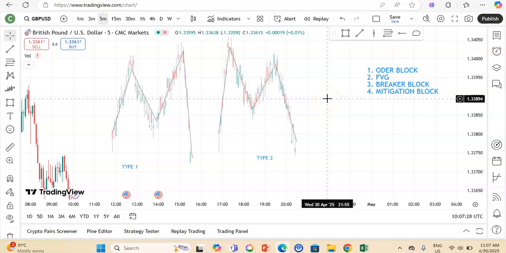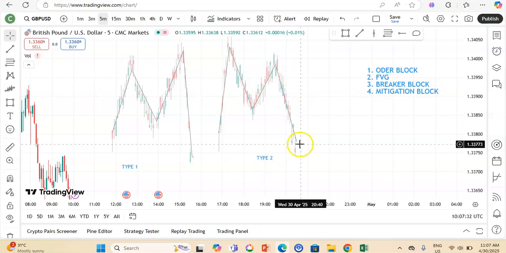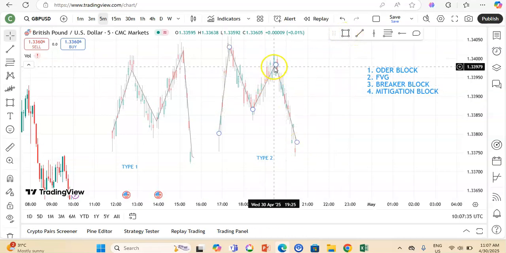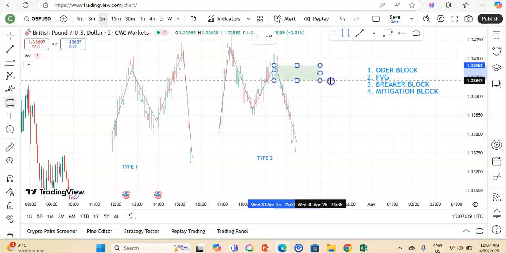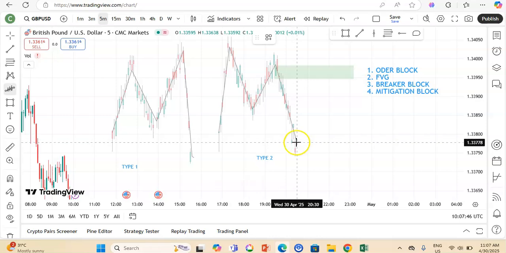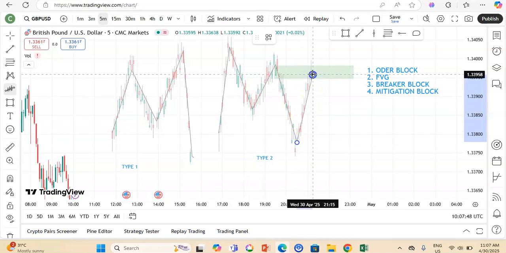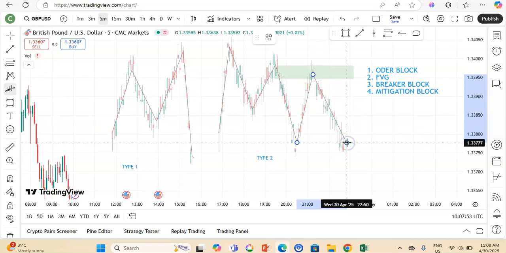Let's say on this M, once this first M happens, we want to look for, let's say, an order block somewhere here. If there's an order block, we highlight it. Then we expect price to come back to this order block, and then we sell from here, and then the market will drop. That is exactly what we're expecting to happen.